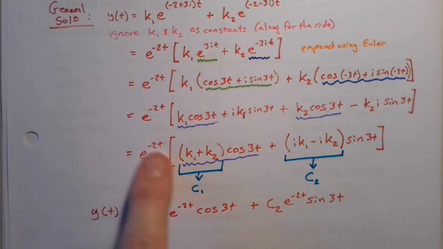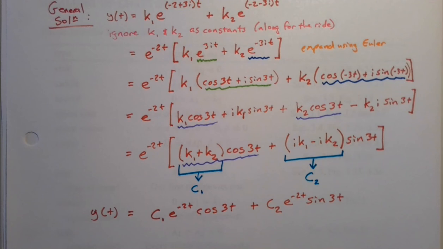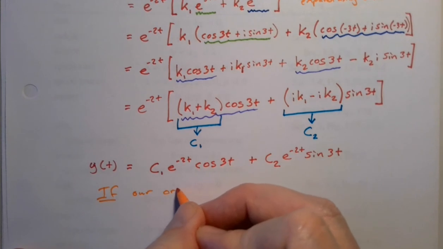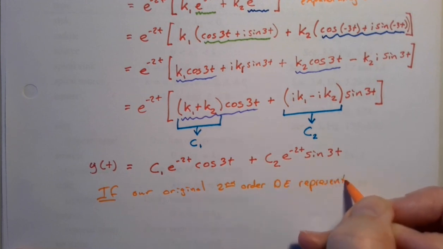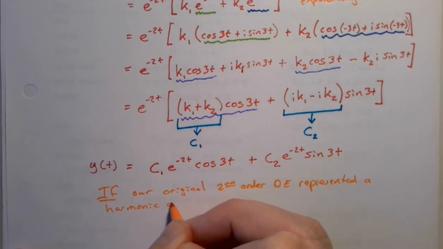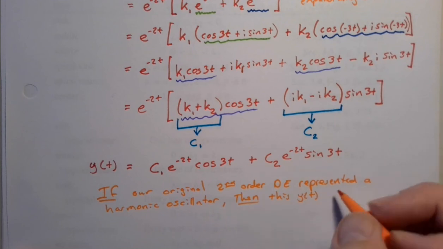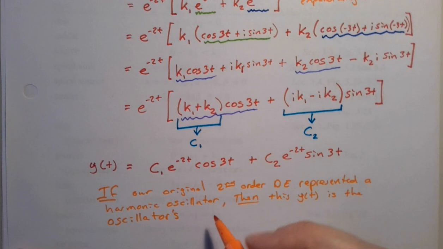Right? And so by using the trick of Euler expansion, I find out that there really is no imaginary term that just gets kind of pulled together as a constant sitting in front of a sine of 3t. So at this point, this is the position equation, if you want to think of it that way, that solves that second order differential equation. So I'm going to write underneath here, if our original second order differential equation represented a harmonic oscillator, then this y of t is the oscillator's position equation.